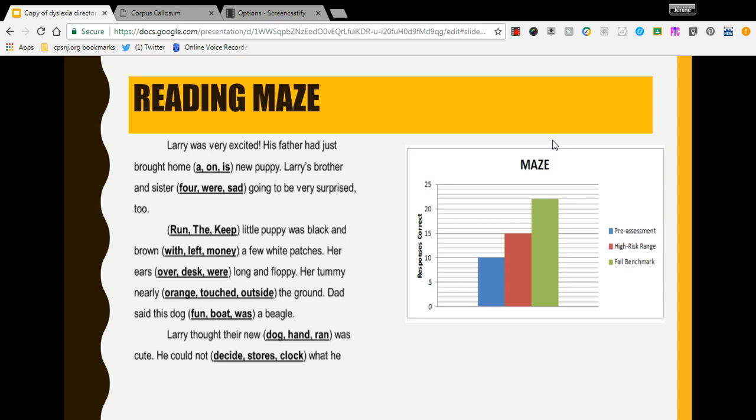Okay, reading maze. This is an example of reading maze, and what this is, the student is given time to read this passage and then circle the appropriate word choice out of those three provided. And you see the chart that goes along with that.